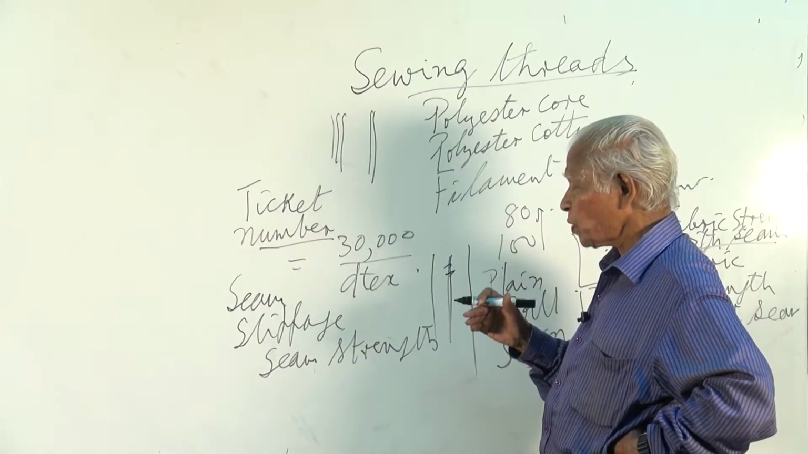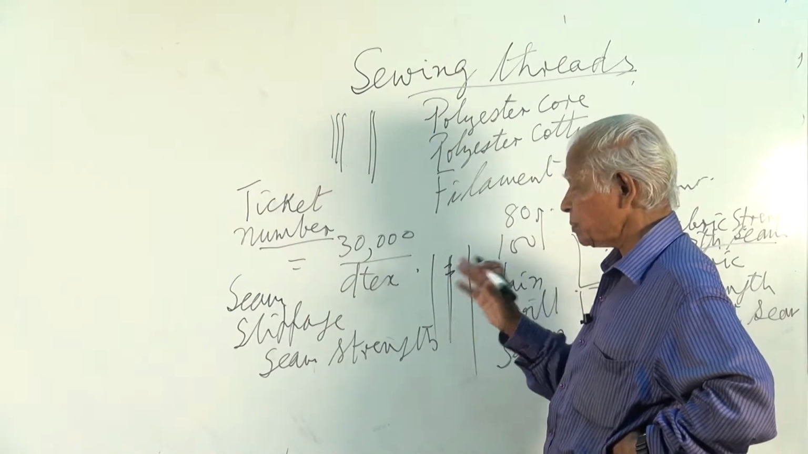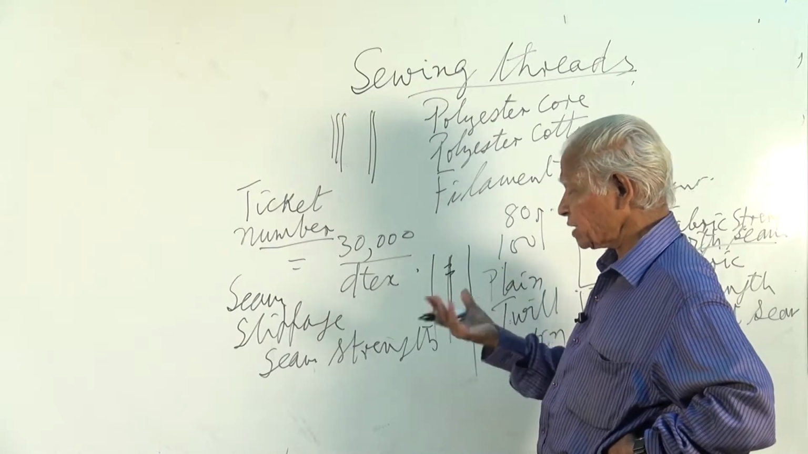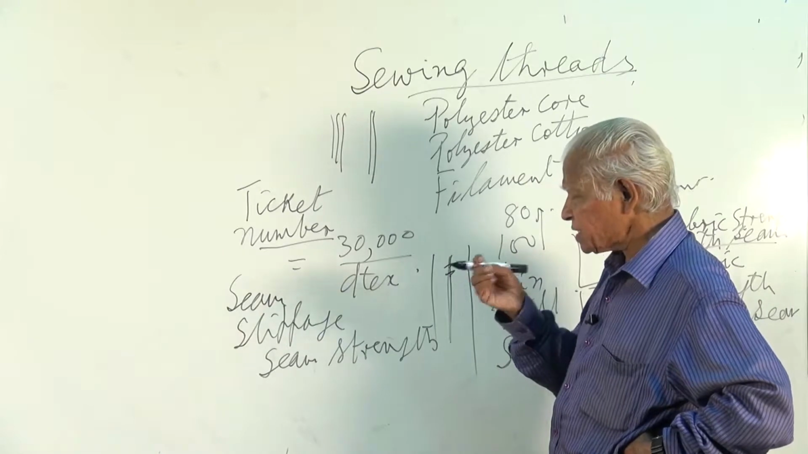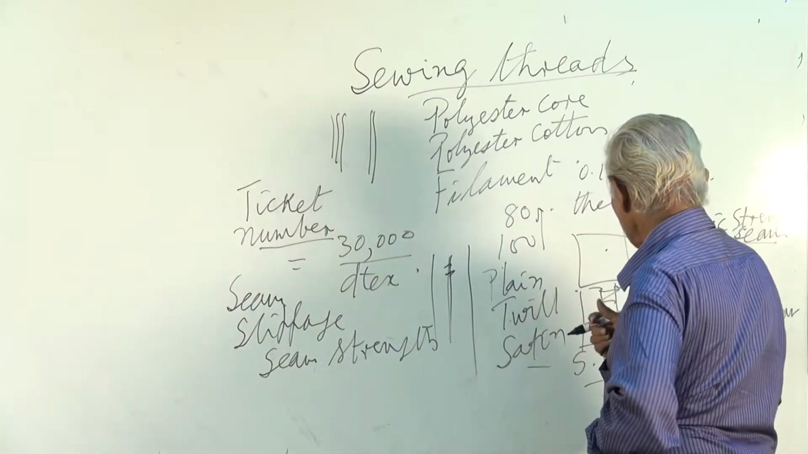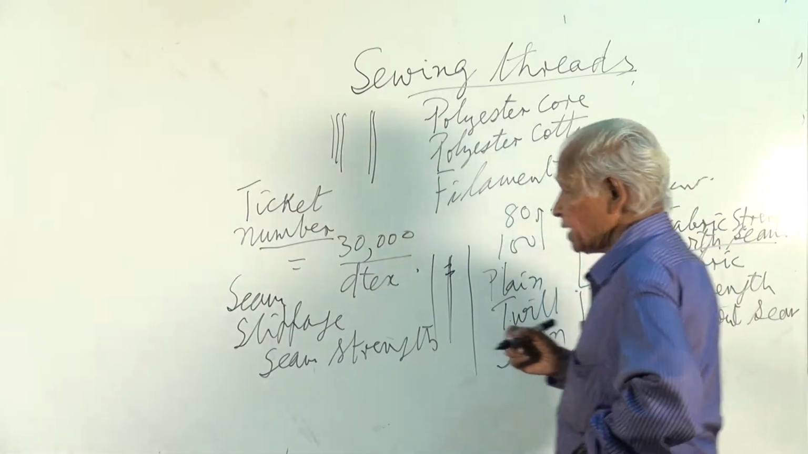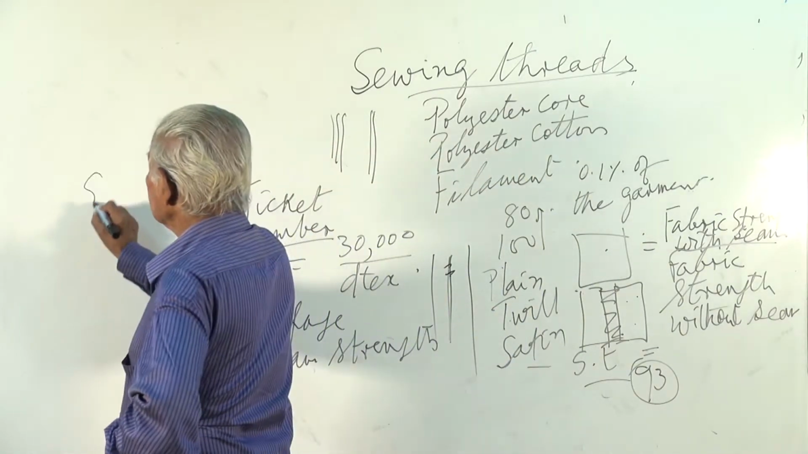Then seam slippage, the fabric is tested and the point at which the slippage takes place and the load which is applied at that point gives an idea about the seam slippage. The higher the value, the better the performance. So here the fabric is put a seam and then a load is applied. And there is also another thing called seam puckering.